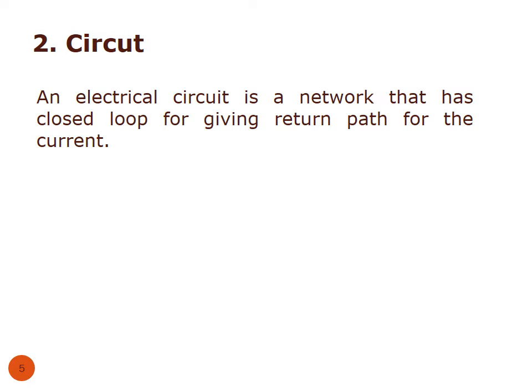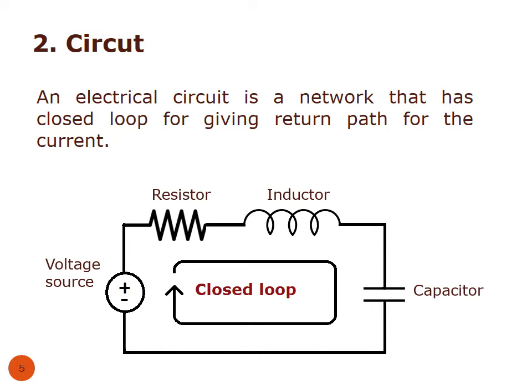Let's talk about the circuit. An electrical circuit is a network that has a closed loop for giving a return path for the current. So here in a circuit, it's a condition that it must contain a closed loop for giving a return path for the current. Look at this circuit figure. Here I have taken all three components, which is R, L and C. I have connected all three components with the voltage source and I have made a closed loop. So this is called a circuit. So in a circuit, it is the requirement of forming a closed loop.